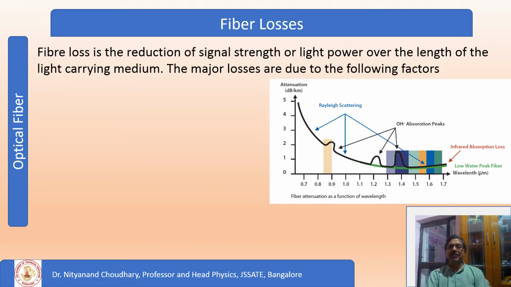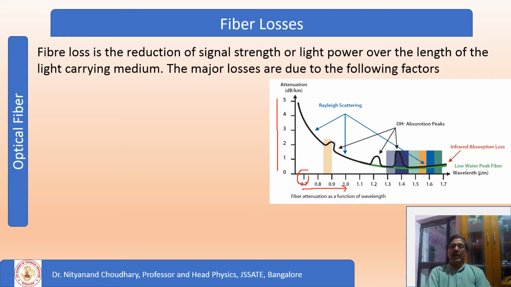In this diagram I have plotted the loss in decibel per kilometer. As you can see here, this loss is in increasing order, and here I have taken the wavelength, which is also in increasing order. So here we have the minimal wavelength. If we have the minimum wavelength, it means we have the maximum frequency.